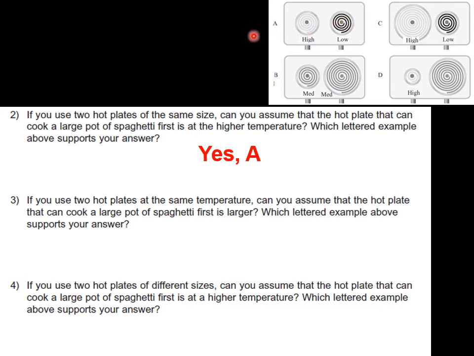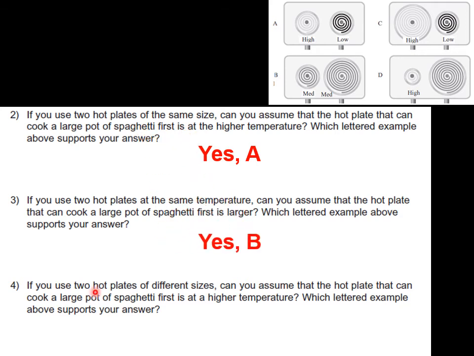In question 3, if we use 2 hot plates at the same temperature, can you assume that the hot plate that can cook the spaghetti first is larger? Well, yes, and it would be like this case. In this case, we have the same temperature here as here, but this is a small one, a small burner, and this is a large one. So this one would be cooking faster because it has a larger area. So it would be B.